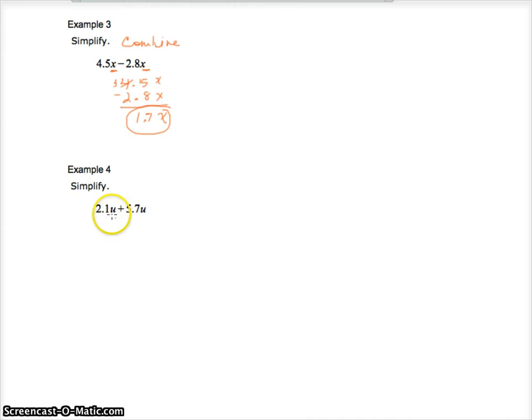Looking at example 4, I have 2.1u plus 5.7u. So here I have the same terms, so I can combine these. And I can do that through addition. So I have 2.1 plus 5.7 and that is 7.8u.